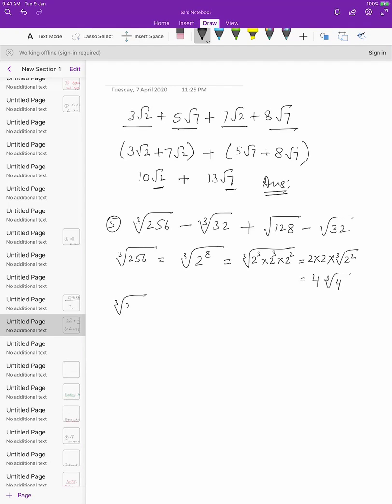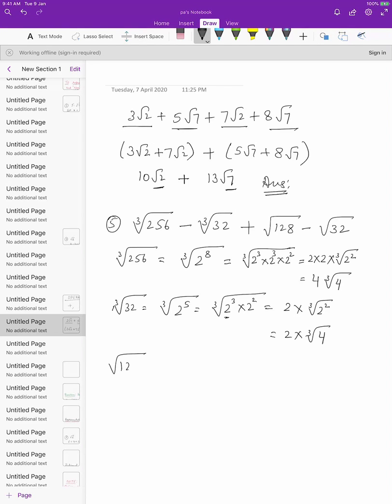Now cube root of 32 can be written as cube root of 2 raised to the power 5, which is equal to cube root of 2 cube into 2 square. One 2 can be taken out. The first one, 2 into cube root of 2 square, which is equal to 2 into cube root of 4. This is the simplified form of cube root of 32.